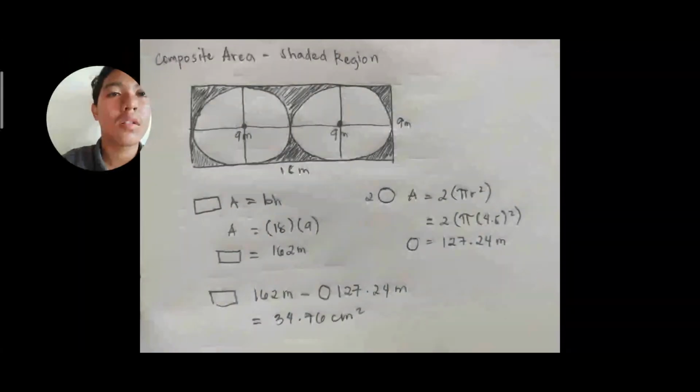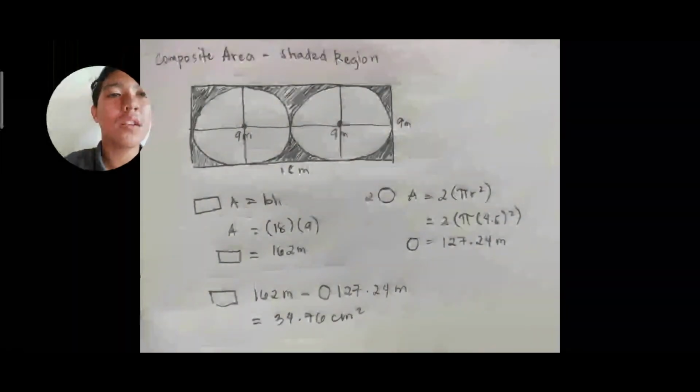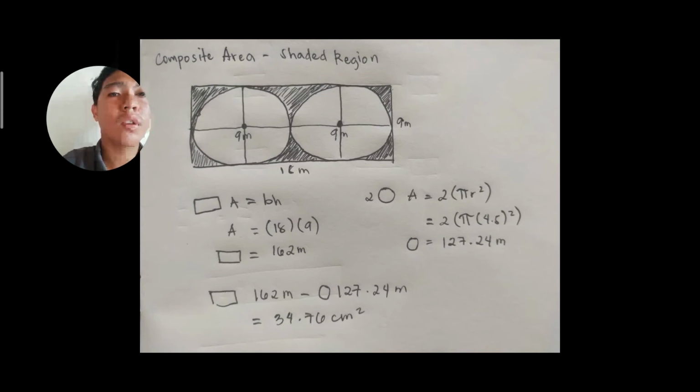Now, we will subtract the area of the rectangle and the area of the two circles. 162 minus 127.24 equals 34.76 meters squared.